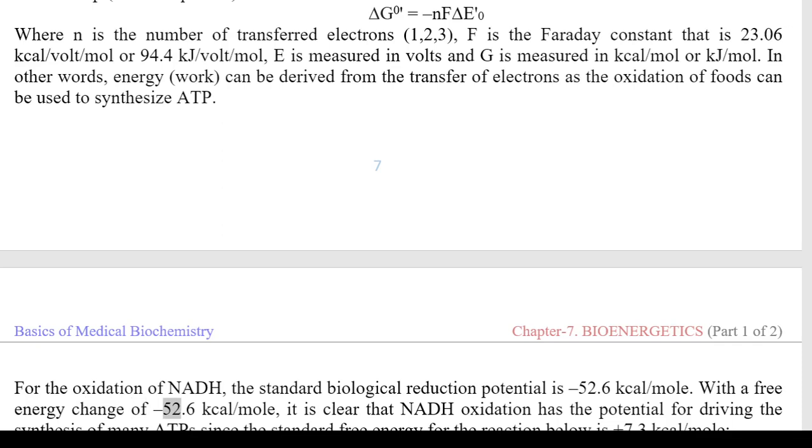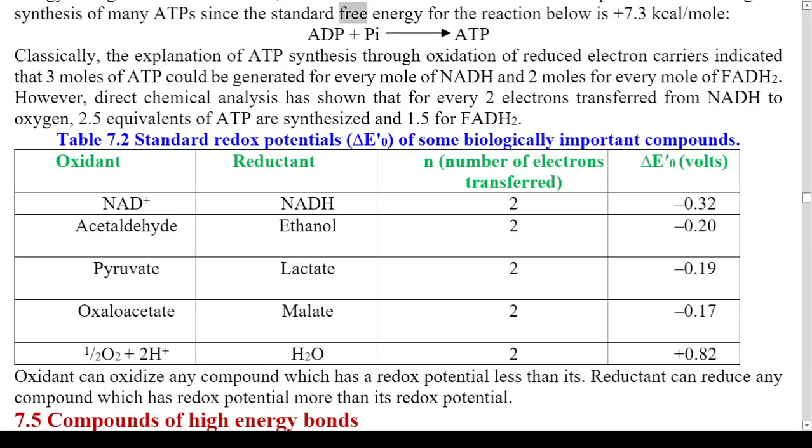With a free energy change of 52.6 kcal/mole, it is clear that NADH oxidation has the potential for driving the synthesis of many ATPs since the standard free energy for the reaction below is plus 7.3 kcal/mole. ADP plus Pi → ATP. Classically, the explanation of ATP synthesis through oxidation of reduced electron carriers indicated that 3 moles of ATP could be generated for every mole of NADH and 2 moles for every mole of FADH2. However, direct chemical analysis has shown that for every 2 electrons transferred from NADH to oxygen, 2.5 equivalents of ATP are synthesized and 1.5 for FADH2.